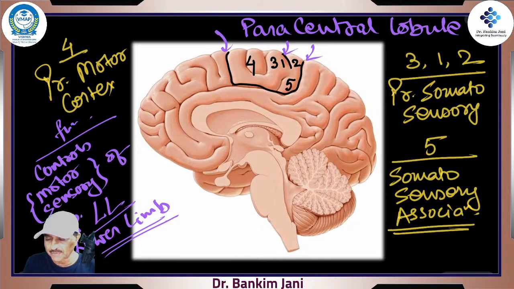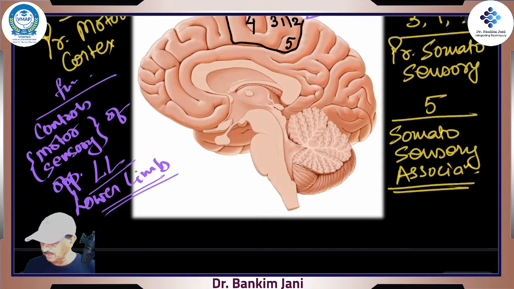Right, so we were talking about this paracentral lobule. It has motor and areas 3, 1, 2 and 5. Areas 3, 1, 2 are primary somatosensory and 5 is the somatosensory association. Now we are talking about this area, which is posterior to it.